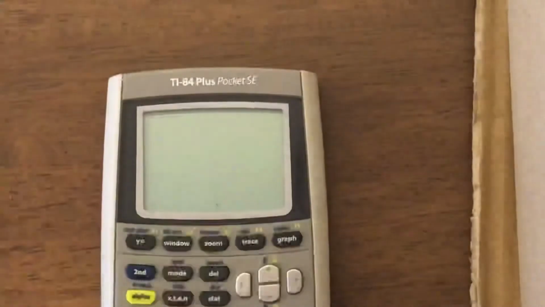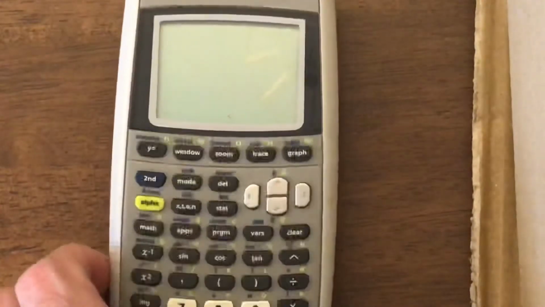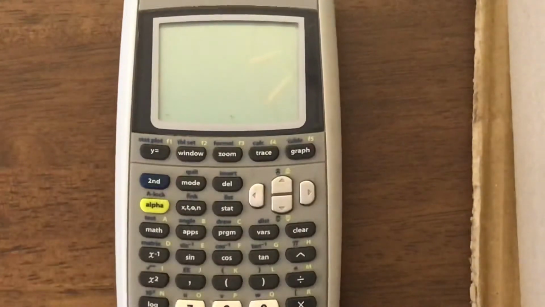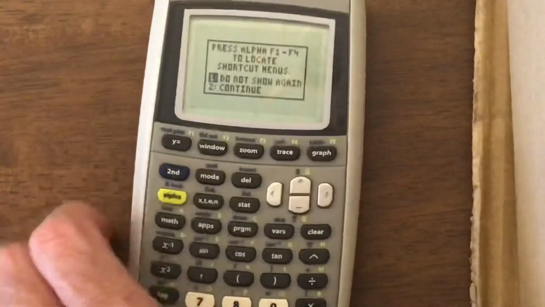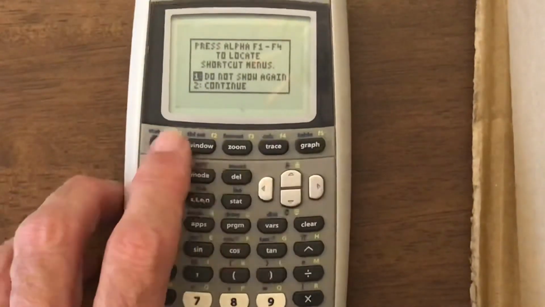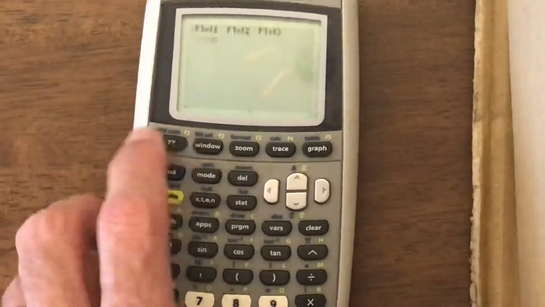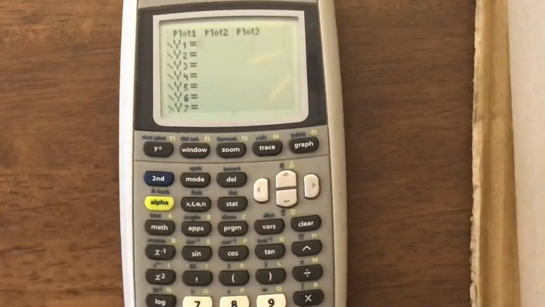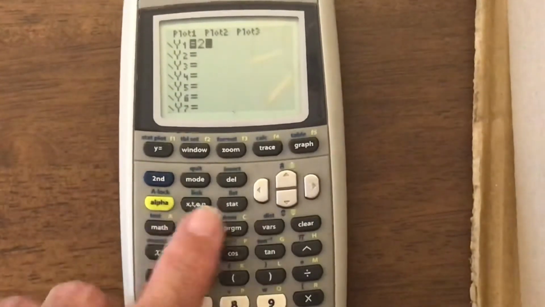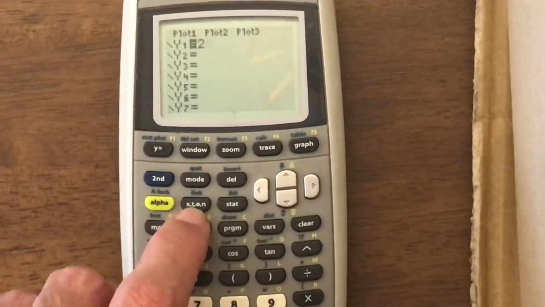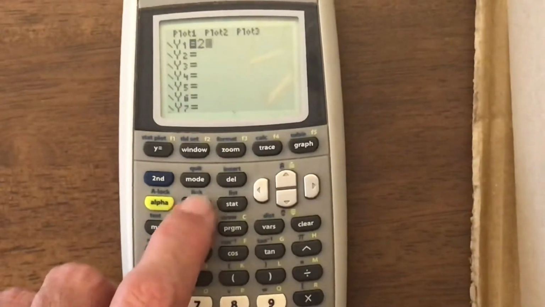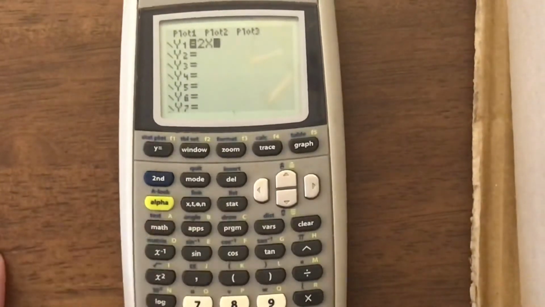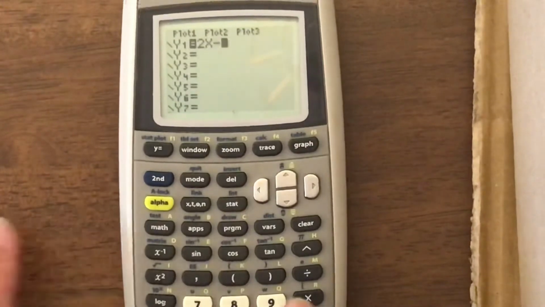So I get out my TI-84 graphing calculator. Step 1, turn it on. And step 2, I'm going to push the y equals button. And I'm going to enter the first equation, y equals 2x minus 5. 2, and the x is this button right here, x comma t comma theta comma n. X plus minus 5.